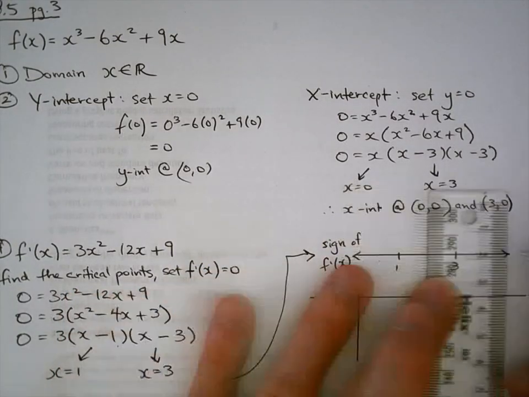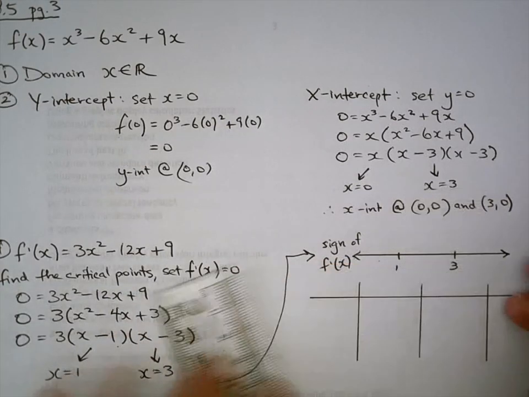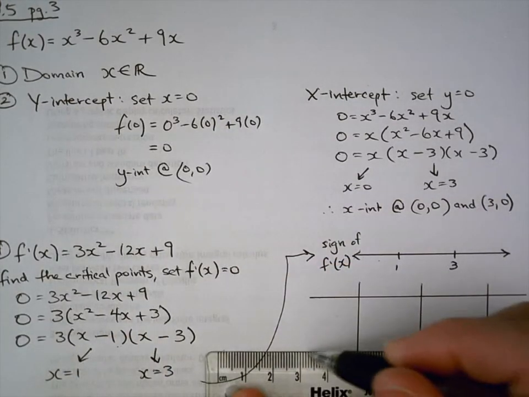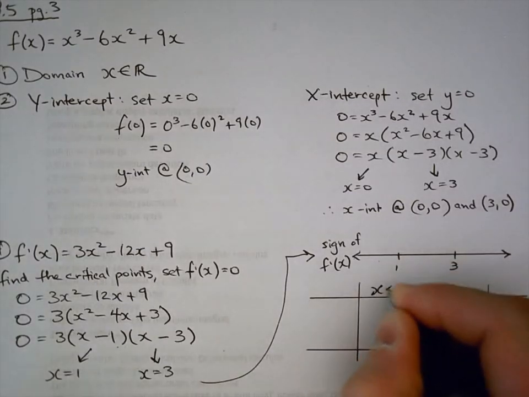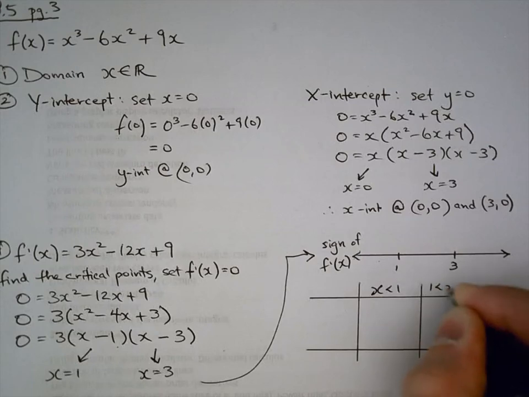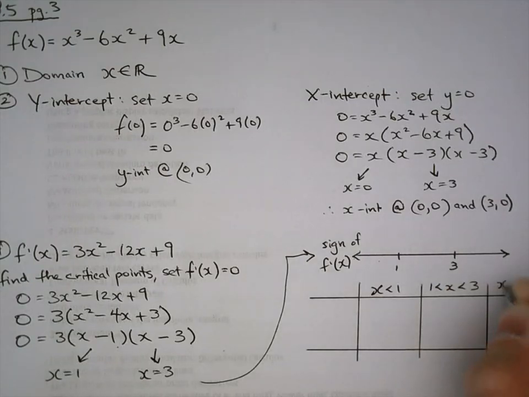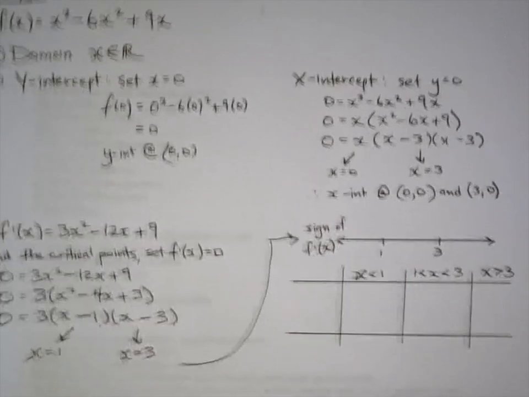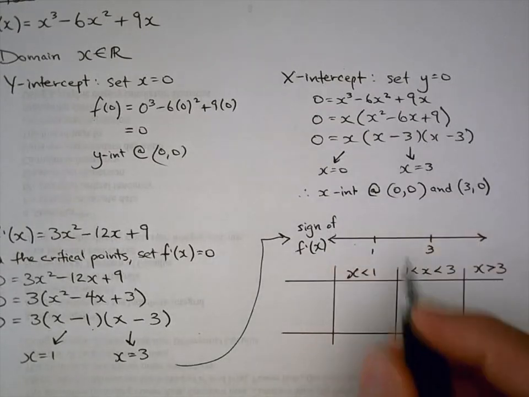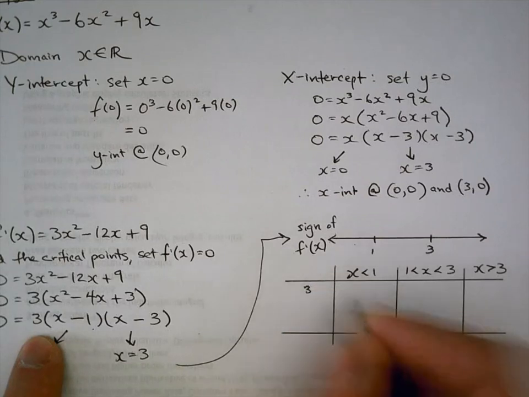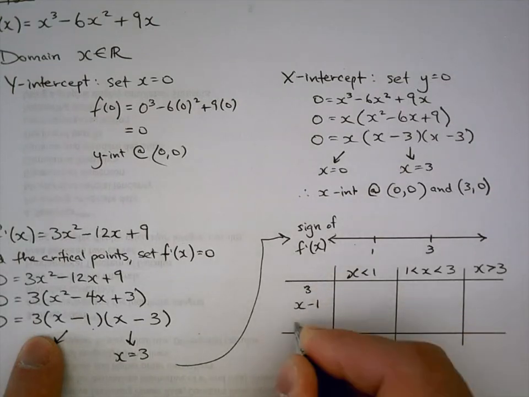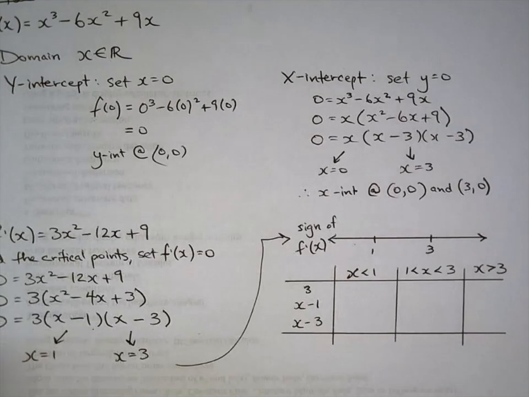So I have an interval here: x is less than 1, x is between 1 and 3, x is greater than 3. And then my factors are 3, x minus 1, x minus 3. Okay, let's do this. Let me sub in some values and figure this out.